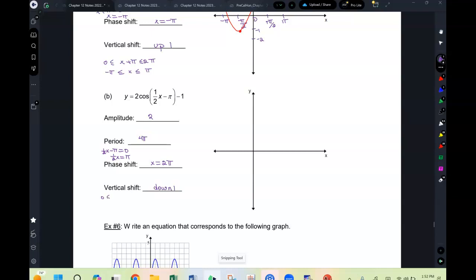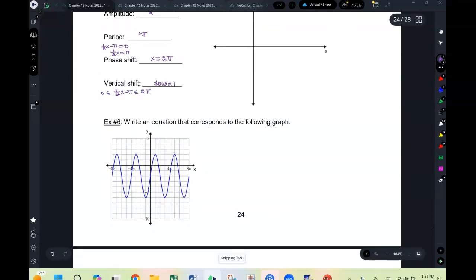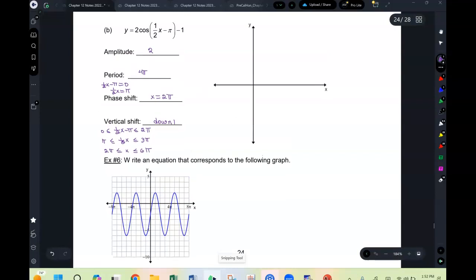So we're going to go from 0 to 2 pi again. Half x minus pi. Okay, so we're going to add pi to all sides. It's always 2 pi, and then it will fix itself. So you always go for the default. So now we're going to go from 2 pi to 6 pi.